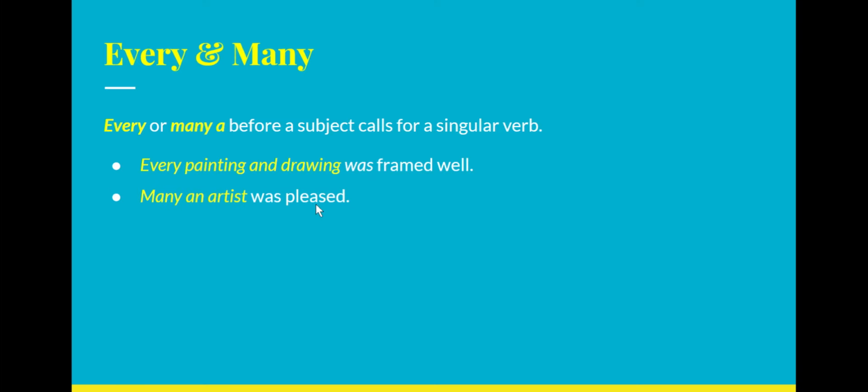Many an artist was pleased. So I have the word many at the beginning of my sentence, which modifies how many artists I'm talking about. When I have many a or many an, it means that I treat it as singular. So many an artist is singular, and my singular verb was is in agreement with that.